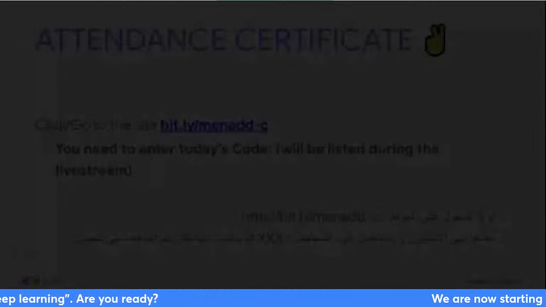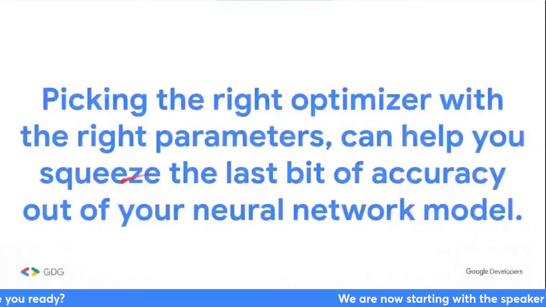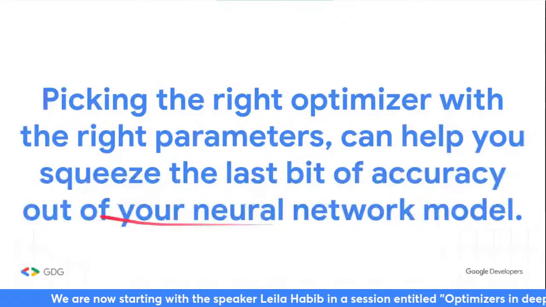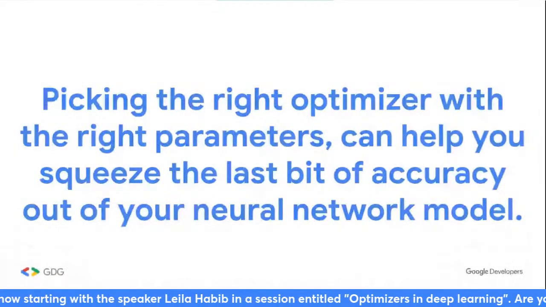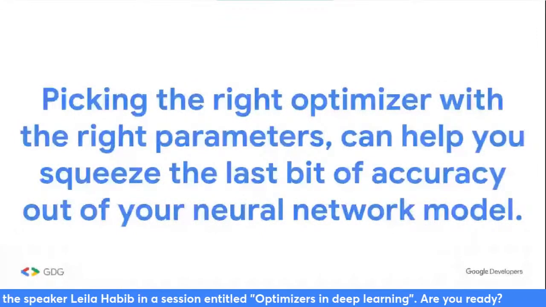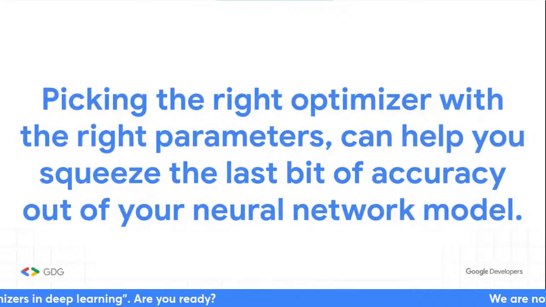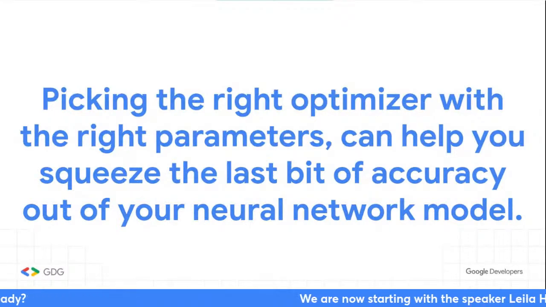Picking the right optimizers with the right parameters can help you squeeze the last bit of accuracy out of your neural network model. With that said, if you worked on deep learning models before, you already used a number of optimization algorithms to train this deep learning model, right? They were the tool that allows us to continue updating the model's parameters and to minimize the value of the loss function as evaluated on the training set.